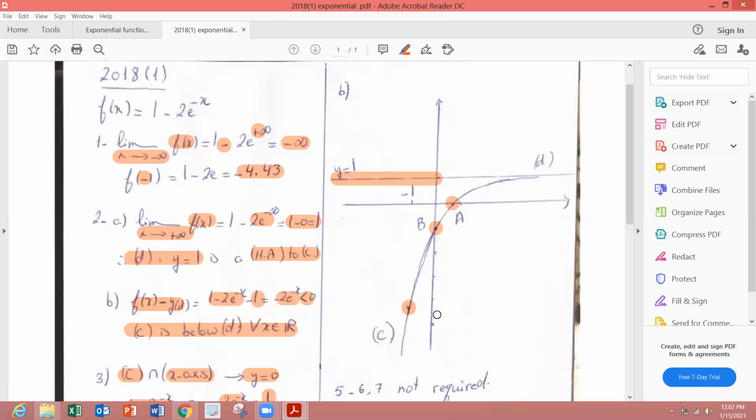It is not necessary to take particular points on the calculator because I have 3 particular points. The curve is increasing from minus infinity. It passes by these 3 particular points, then it goes near the horizontal asymptote. And for the position, we saw that C is below the horizontal asymptote y equals 1. You can take particular points by using your calculator.